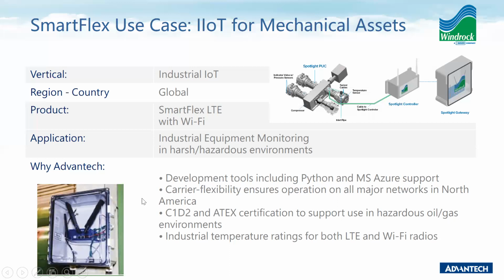This customer used a Python script on the device to send data to Microsoft Azure. He needed something that worked across all carriers. I'll talk about that in a second, but just know that this device, the single part number, will work on all carriers in North America. That's really important. He needed Class 1 Div 2, and then industrial temperature ratings. Often with Wi-Fi you'll see a split operating temperature spec, where the operating range is one thing for LTE, but if you add Wi-Fi, that range shrinks. That's not the case with the Smart Flex, so that was important.